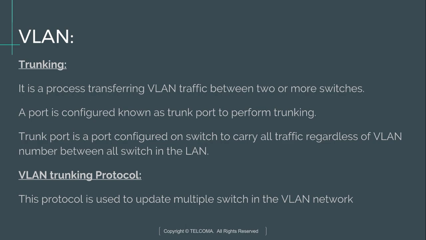The next is the VLAN Trunking Protocol. This protocol is used to update multiple switches in the VLAN network. If the network topology changes, or the IP address or MAC address of any device changes, or we add a new device or delete a device from the network, this protocol updates every switch according to the changes in the VLAN network.